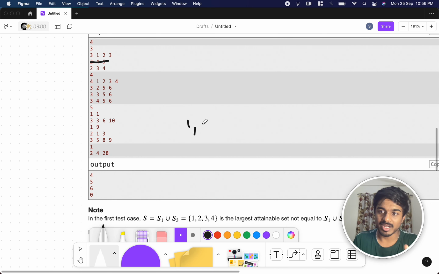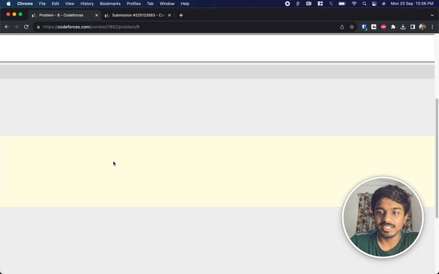1 and 1, 2 numbers, 3 numbers, 4 numbers, all the things. So there are approximately 2 power n subsets. So ultimately that is not going to work. 2 power n combinations are there, so that is not going to work. So now we have to think something differently. What do we do? Let's see the constraints.